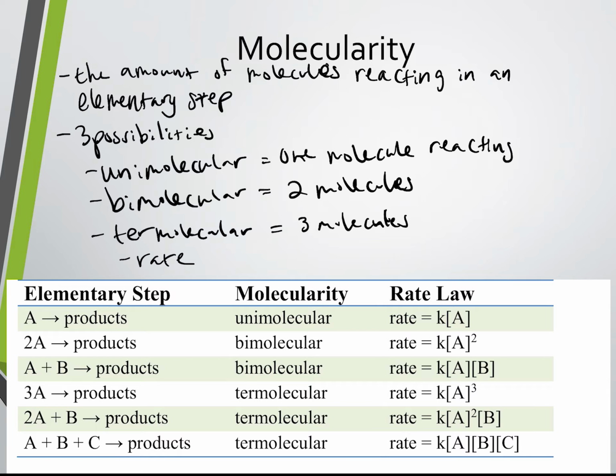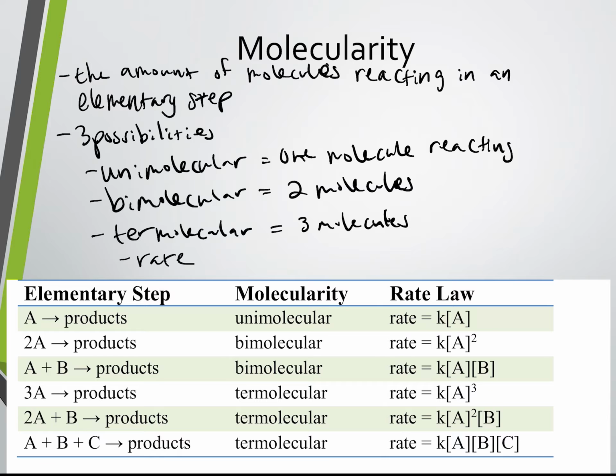So it's going to be the most rare of the types of molecularity, and it's going to be the most that we can get reacting at one time. So termolecular is kind of the maximum amount of molecules we can have reacting with each other all at the same time. Now, as I said, we can base our rate law on our molecularity.